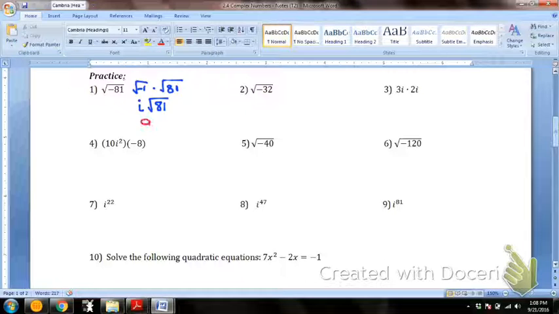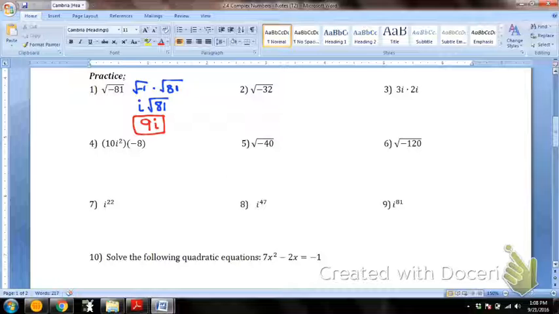And I write it as if i was the variable, and the variable always comes after the number. So I would write it as 9i. So as long as we take the i out, get rid of the negative, then it's business as usual.